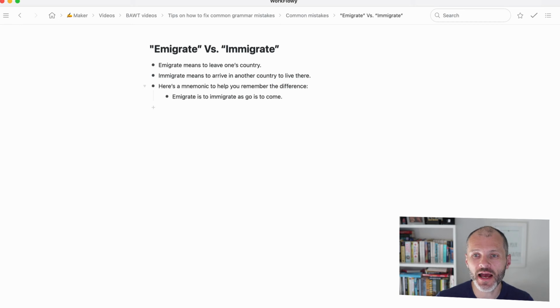You can use this mnemonic to quickly remember the difference: emigrate is to immigrate as go is to come. So it really does depend on the context, the subject and the object of what you're saying. And of course the same applies to emigrant versus immigrant. So do ask yourself if you're using both words in the correct context and if you spelled them correctly too.